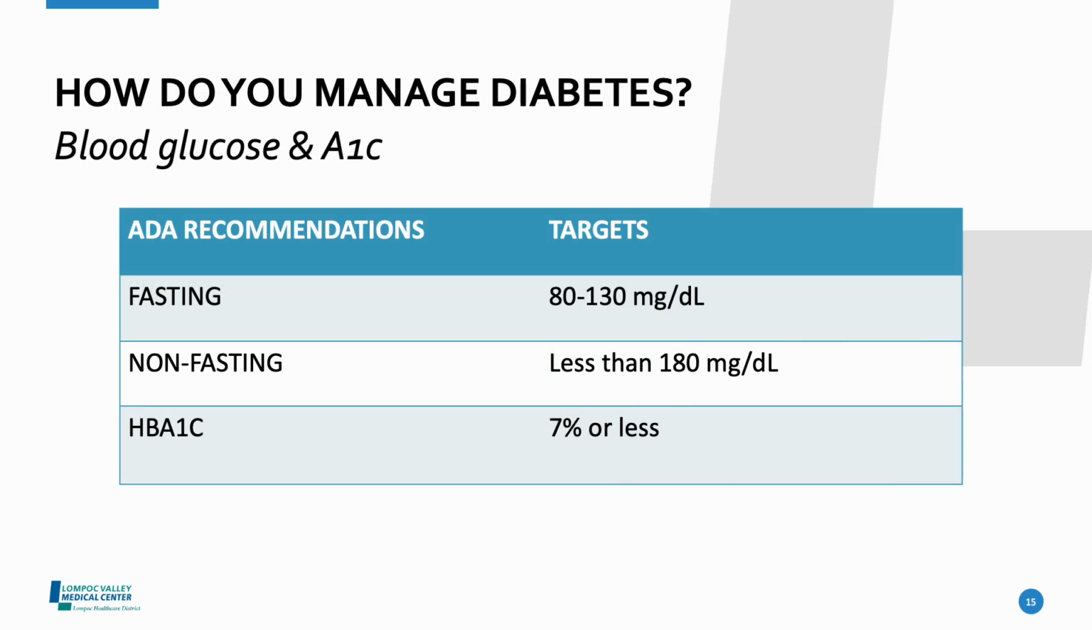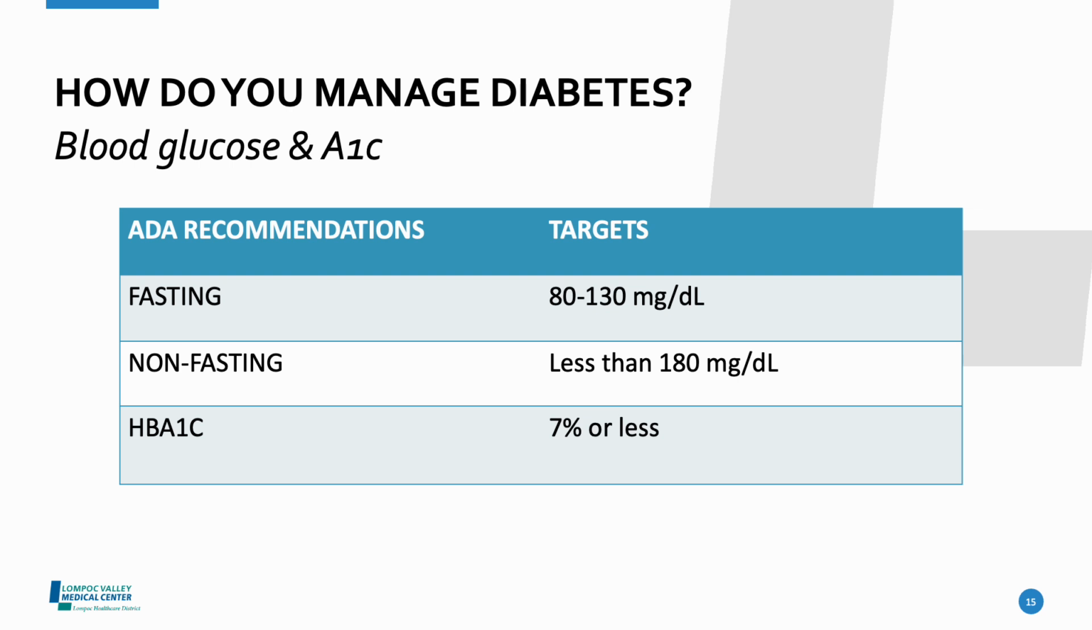When you are diagnosed with diabetes, the blood glucose and hemoglobin A1C targets, also known as our glycemic targets, are higher than what is considered normal. Our goal with diabetes is to stabilize and control our blood glucose to minimize risk of dangerous side effects. Our goal for fasting blood glucose is 80 to 130 milligrams per deciliter.